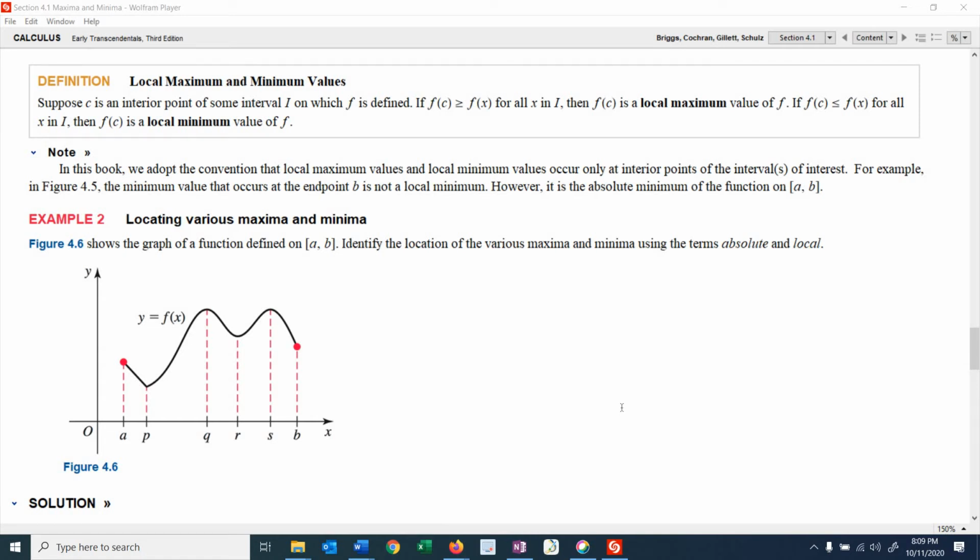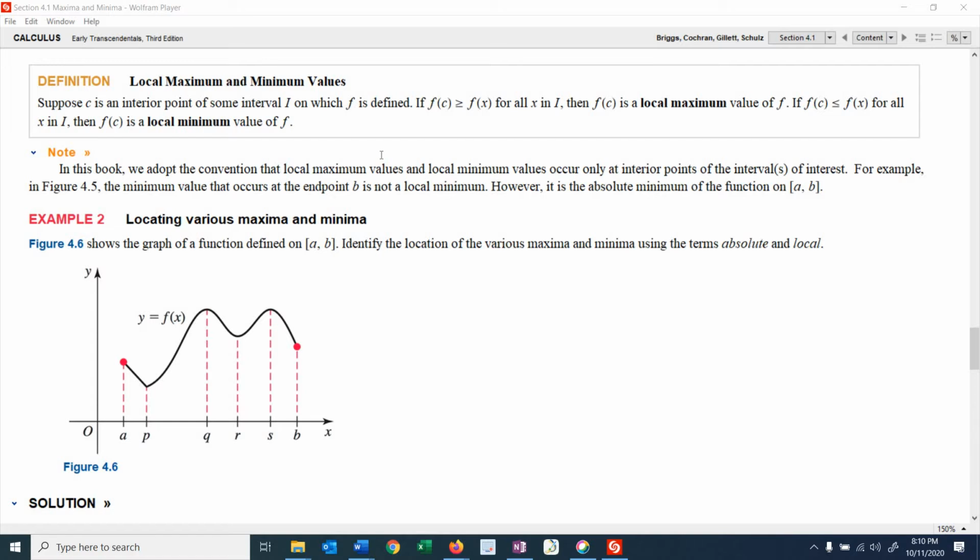Hello again. In this video, we're going to go over local maximum values and local minimum values. So let's go over the formal definition first for both of them, and then we will go over an example. So here's the definition of both of them.